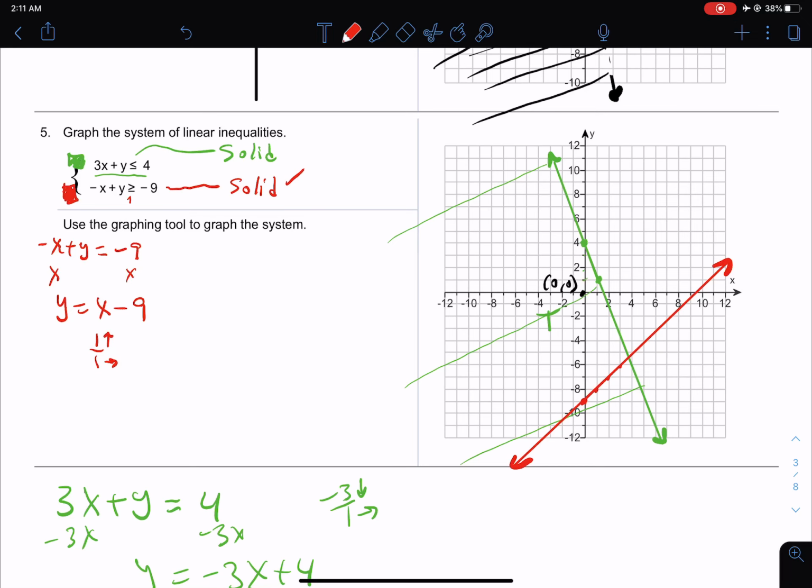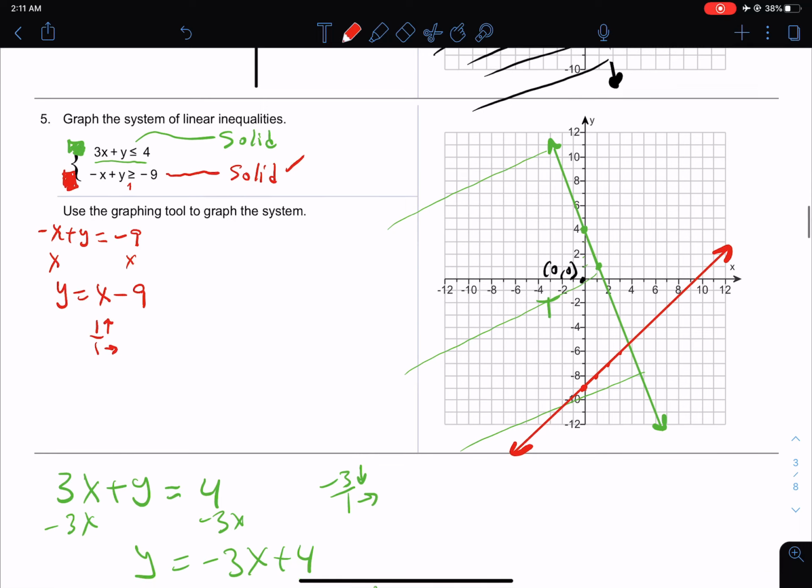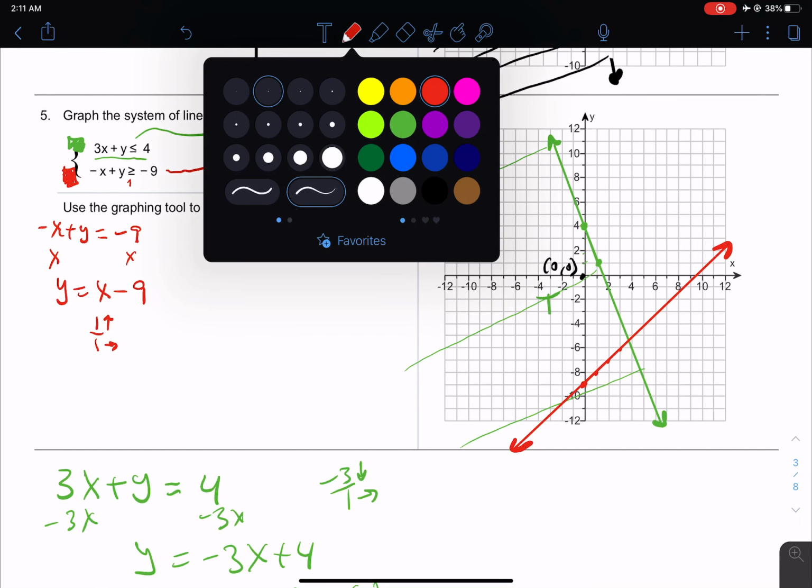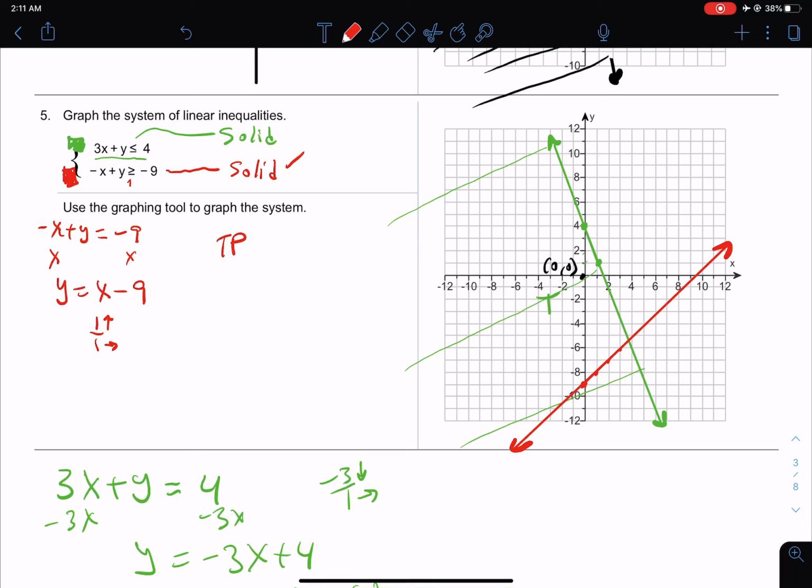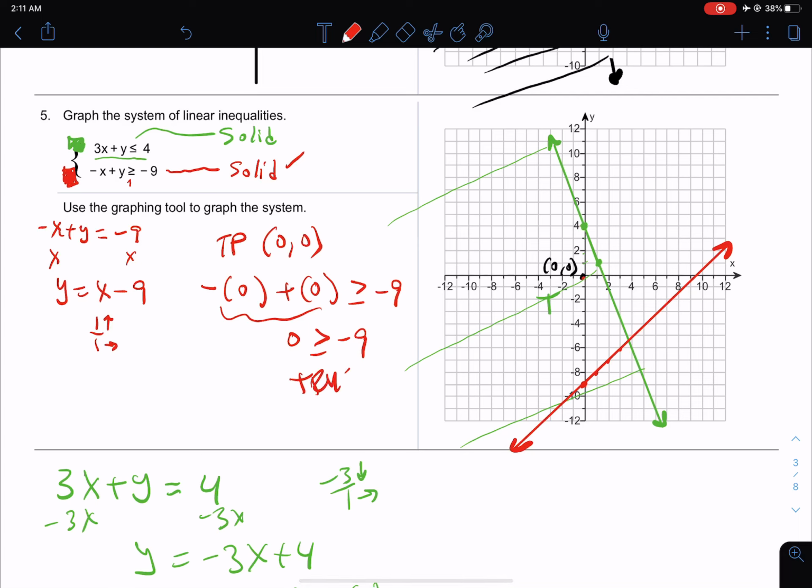Okay, now we need to figure out which side to actually shade. So we're going to call this a test point. I'm going to use the test point of 0, 0 right here again because 0, 0 is not on my line and 0, 0 is so easy to work with. I take my original red equation, which says negative x plus y is greater than or equal to negative 9. Well, when I put my zeros in for x and y, I just get 0 is greater than or equal to negative 9. Think about that. Is 0 greater than? Yes, it is. That's true. So since this produced a true statement, the red also must be shaded over here above.